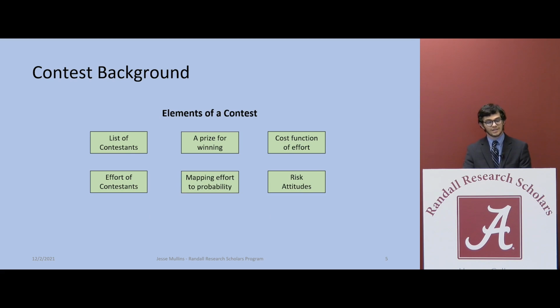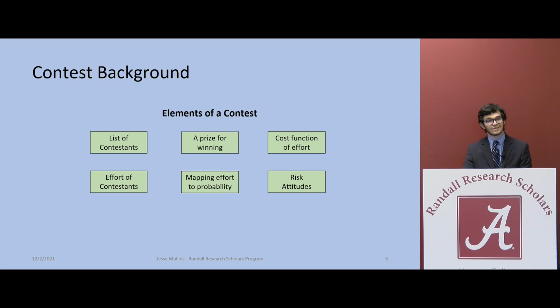The elements of the contest include a list of contestants, effort for each of the contestants, a prize that they're trying to win, and a mapping of effort to probability, meaning that as you change the level of effort each contestant puts forward, how it impacts their odds of winning the prize. And a cost function of effort.